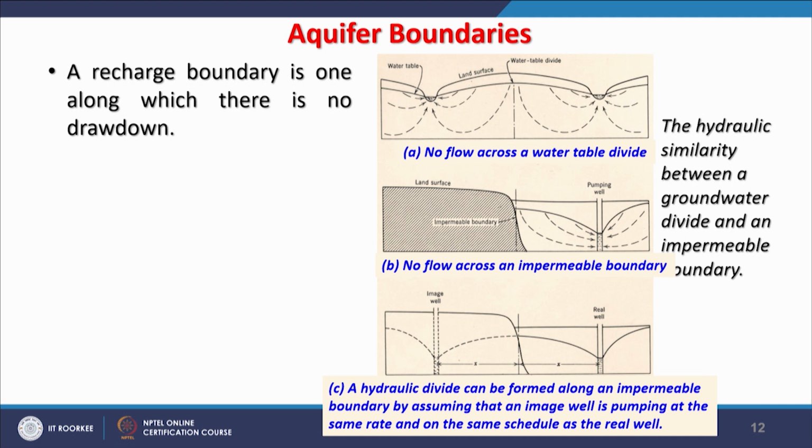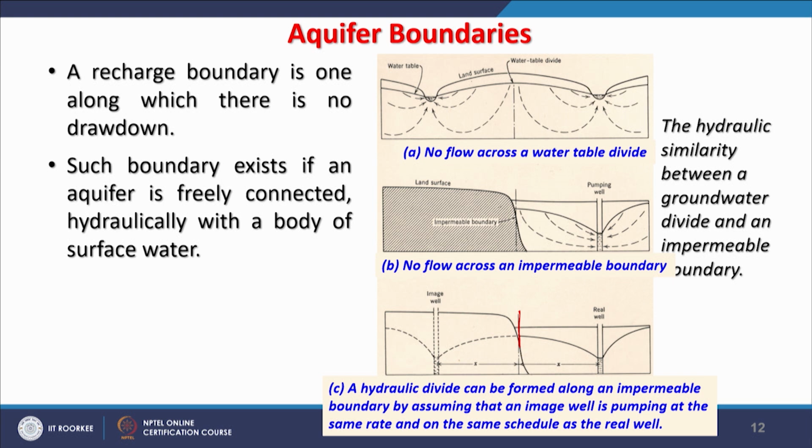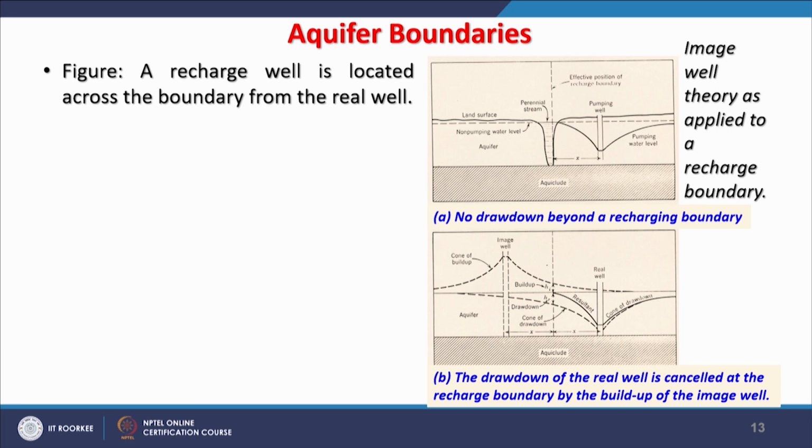So, a recharge boundary is one along which there is no drawdown. So, recharge might occur here. Such boundaries exist if an aquifer is freely connected hydraulically with a body of surface water. So, this is what we are imagining here. Now, a recharge well is located across the boundary from the real well. So, here we are assuming that a perennial river is here, with no drawdown beyond a recharging boundary.